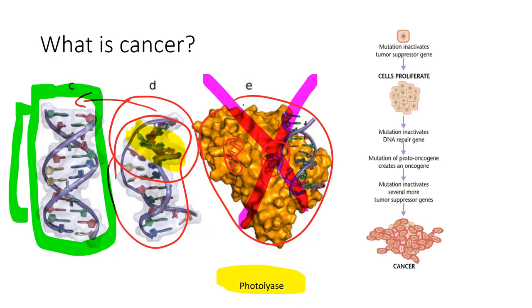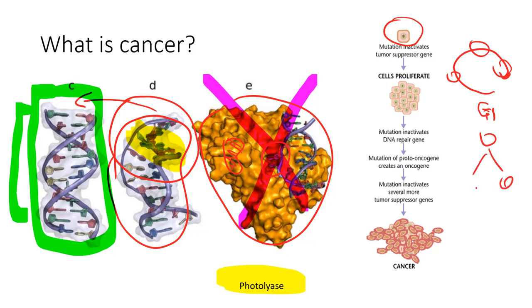What we have here is a single cell, right? And that single cell will normally go through the cell cycle, right? So it will go from G1 to S to G2 and then to mitosis, and then back again to G1. Okay, so we will go from one cell to two new daughter cells that usually should be healthy. So cells should proliferate.